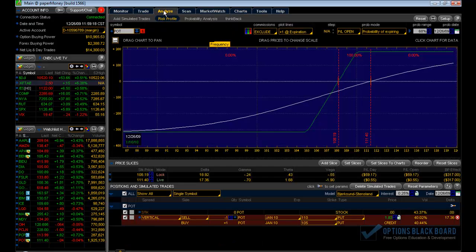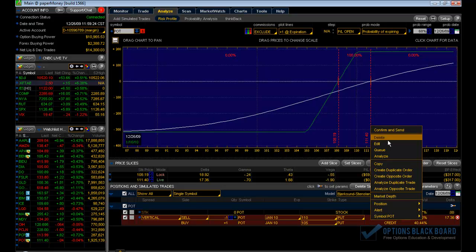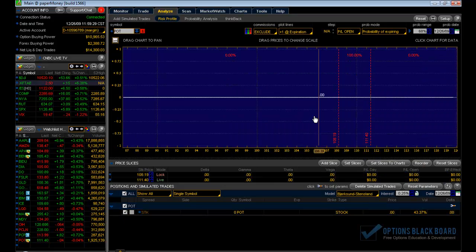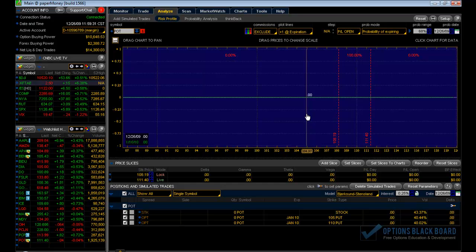So going back to our trade, let's say that we were happy with it and we wanted to initiate it. We'd very easily right click on the position, confirm and send, and click on send, and that would send it over to the Thinkorswim broker, and they would try to get it filled for us.